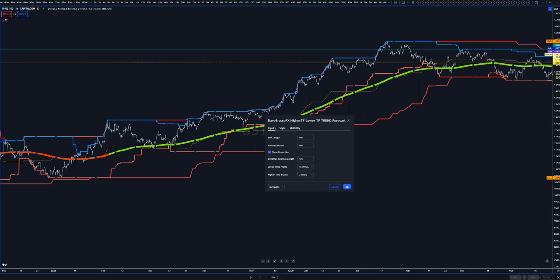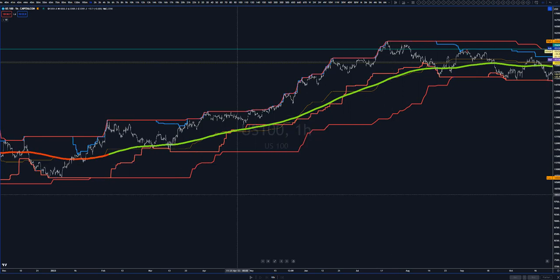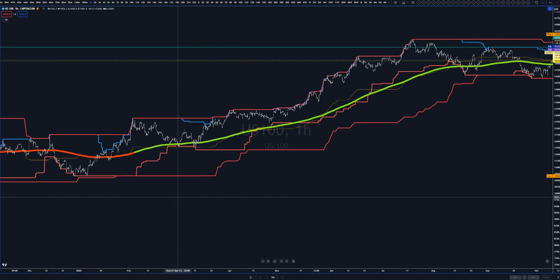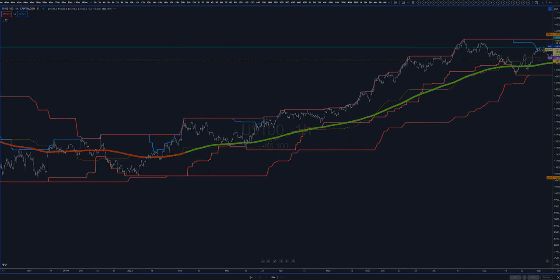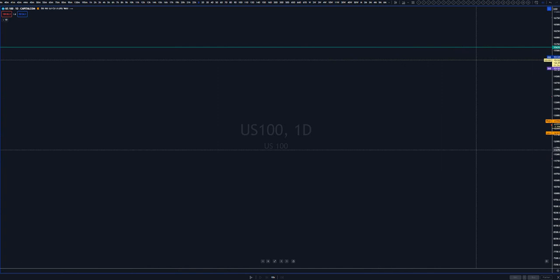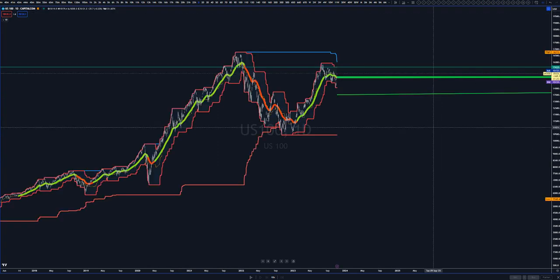So the DaveBrascoFX higher time frame, low time frame, and this is the 3 hours. But you can, for example, set this and you can trade it on daily chart. It doesn't matter, it always is showing the same setting.